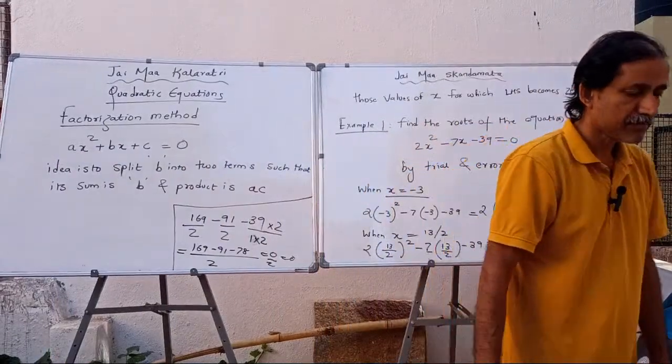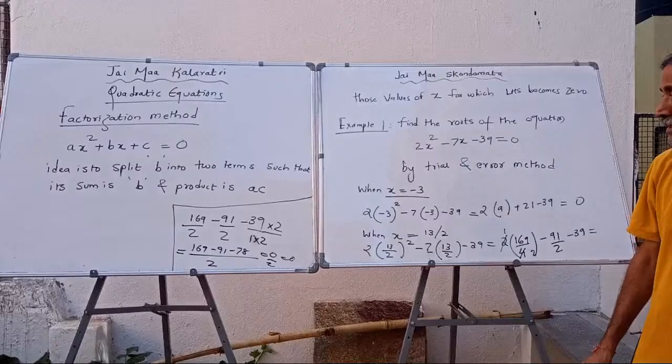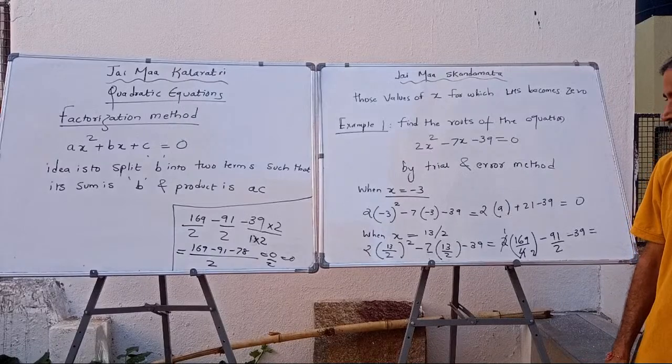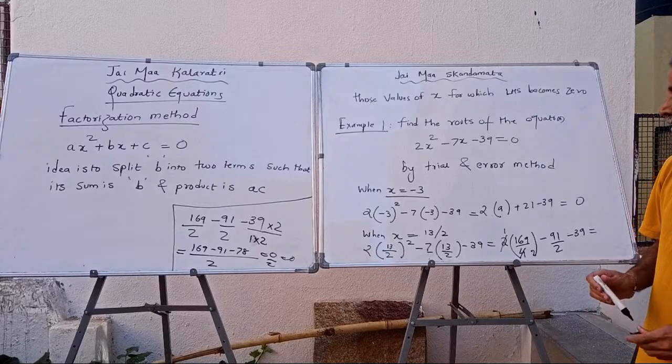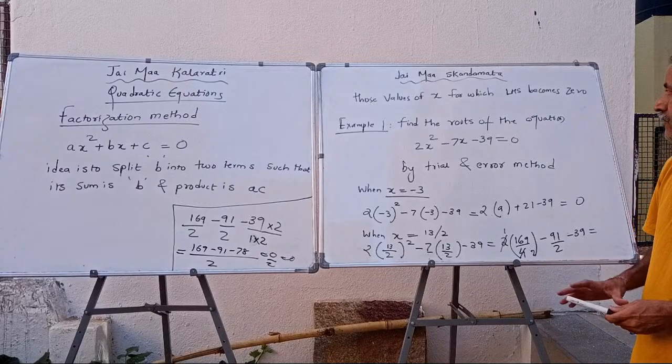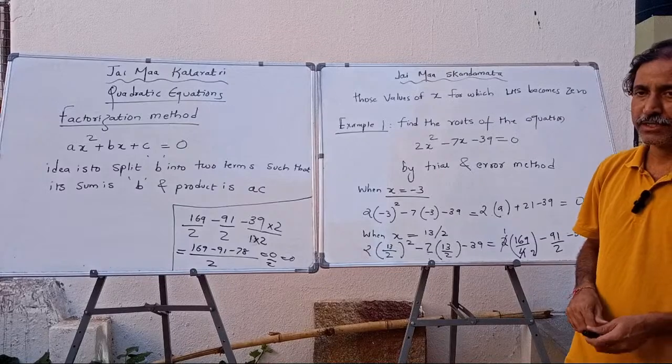Now this was easy because I told you the values. It's not easy to guess by trial and error. It will not work. It can be difficult. So let's go ahead and try the factorization method.